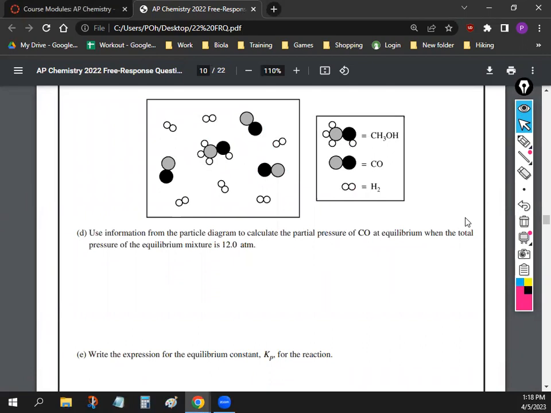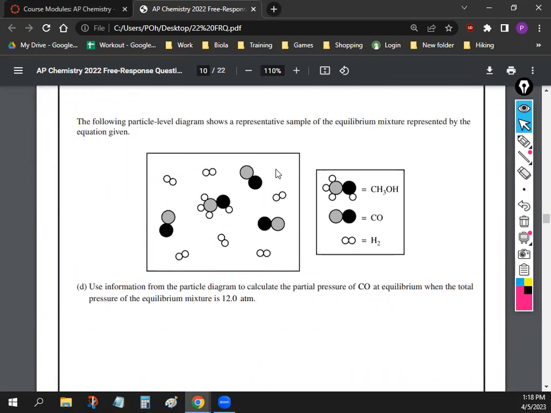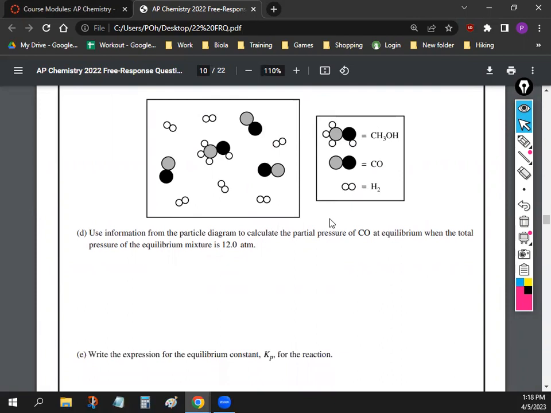Okay, so we're going to use this diagram right here. This diagram is giving us a particulate diagram of the particles in the equilibrium mixture. You're going to use this diagram to figure out the partial pressure of CO at equilibrium if the total, if this whole thing right here, is 12 ATM. So take about 2 minutes to try that out. You might need to take a second to figure out what's going on here. Count. That's my hint, but I'll give you 2 minutes to do that.